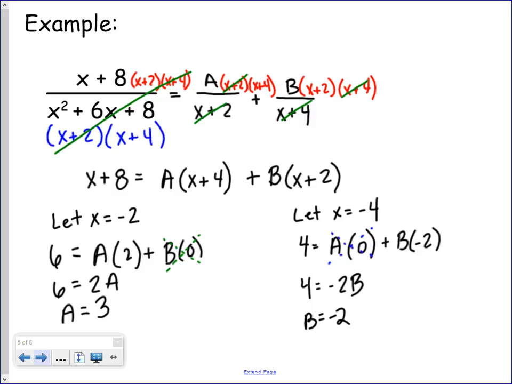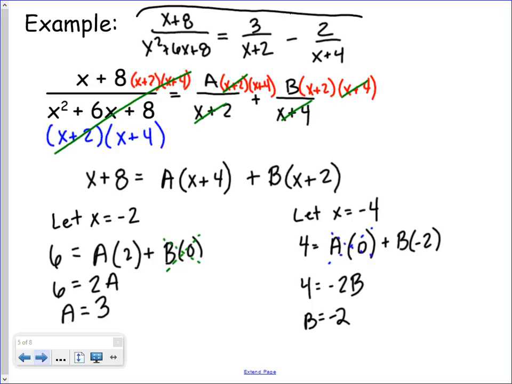So I have now very quickly found my two constants. I just have to plug those into my partial fraction decomposition. I usually go back up to that very first line that we did, like what's in the warm-up, and I usually write down the left side too. So I usually write x plus 8 over x squared plus 6x plus 8 equals a is 3 over x plus 2. And then I have b as -2, so I can either write plus -2 or I could say minus 2 over x plus 4. And I have my answer.